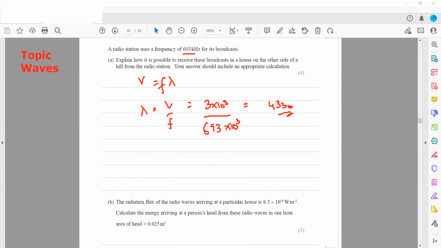So how are we able to receive the signals? Because compared to the size of the building, the wavelength is longer. Longer wavelengths diffract more. So if a house is surrounded by tall or large buildings, it can still receive that radiation. So longer wavelengths diffract more.